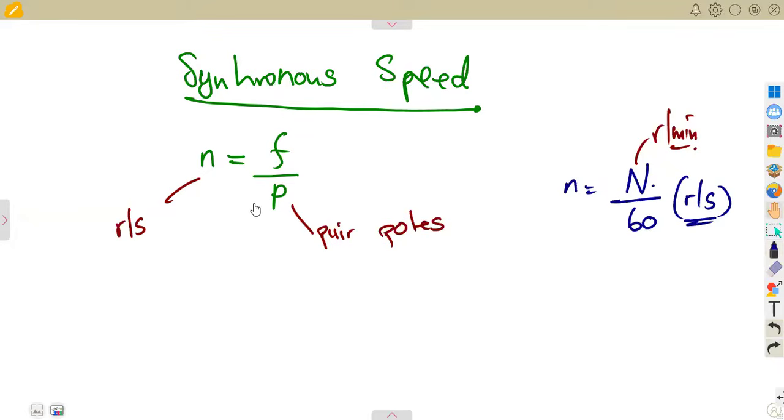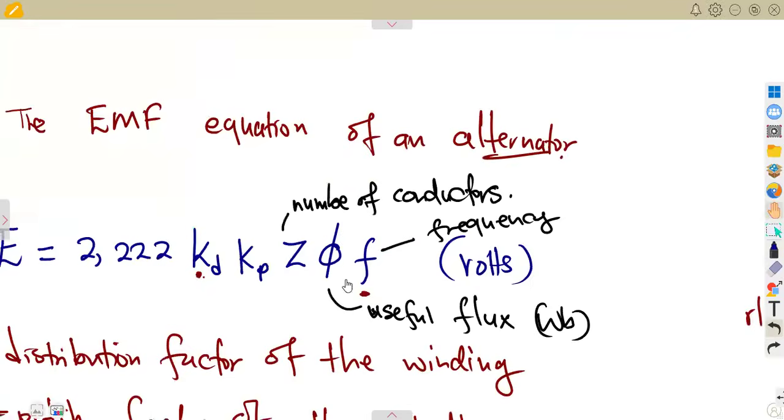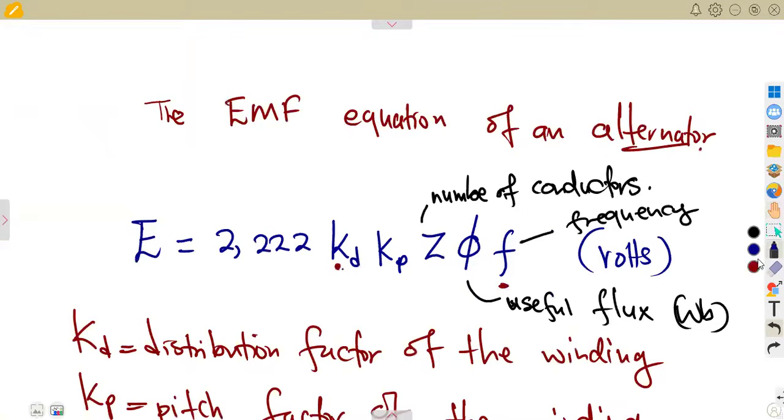And this part, the E that we are talking about, is going to be the RMS value of the EMF per phase.